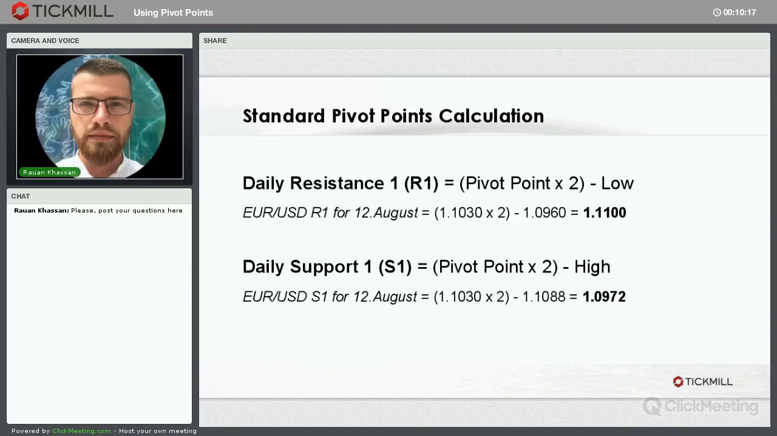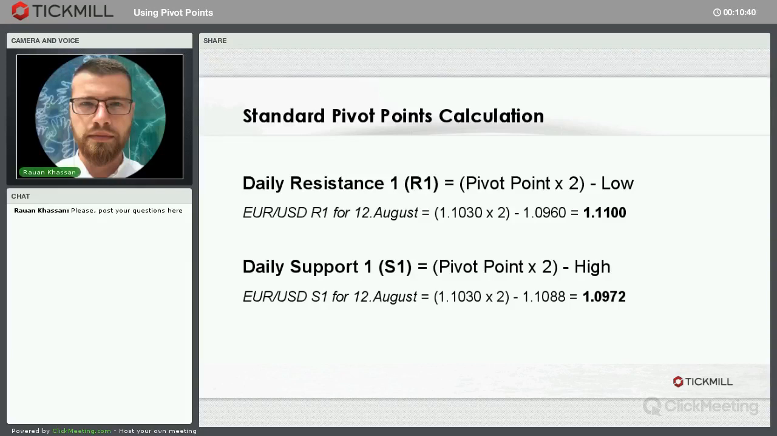Going to the support level, we need to again multiply the pivot point by 2, but then take away the high level, which was 1.1088 for yesterday. And then we have the value of 1.0972.